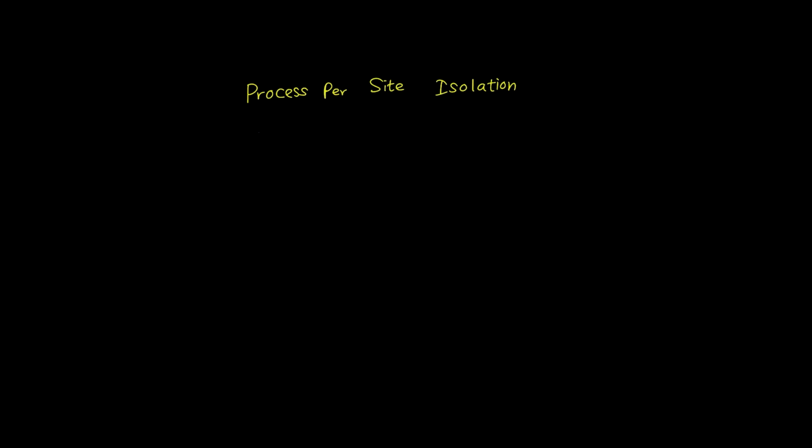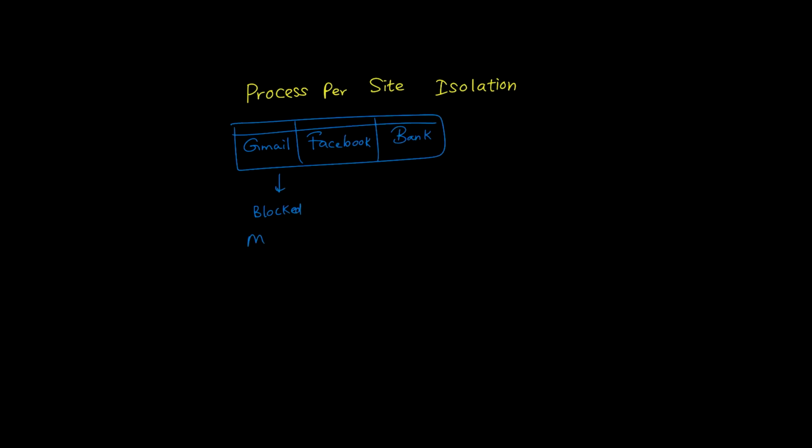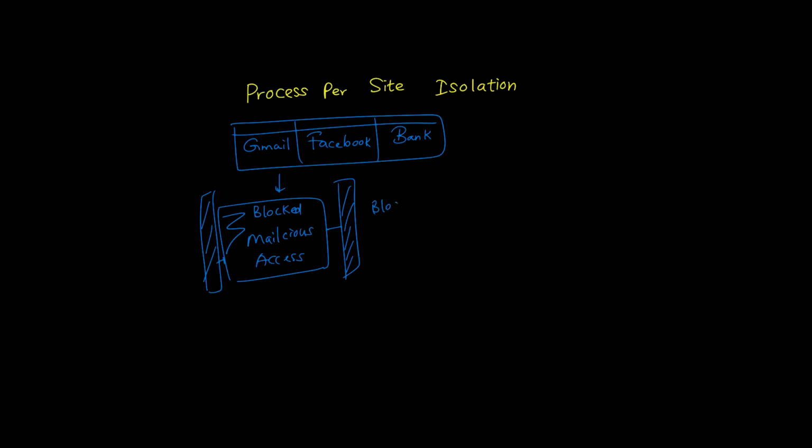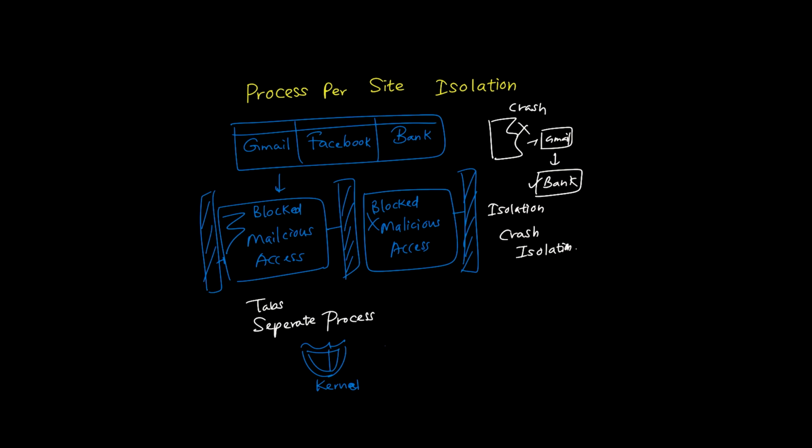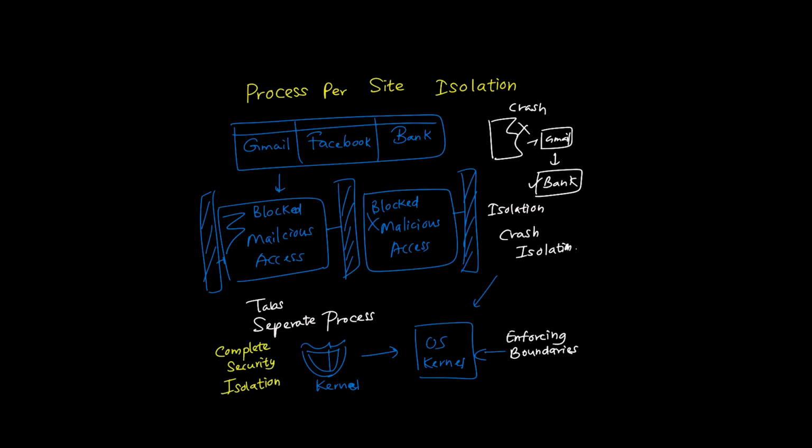Process per site isolation is the cornerstone of modern browser security. Each website origin runs in its own separate process with its own address space. When you have Gmail, Facebook, and a banking site open, they're completely isolated from each other at the operating system level. If malicious JavaScript on one site tries to read memory from another site's tab, it literally cannot because they're in different processes. The OS enforces this boundary. Even if one site crashes or gets compromised, the others continue running safely. This architecture prevents entire classes of attacks, like Spectre and Meltdown, from crossing site boundaries. It's security through OS-enforced isolation.